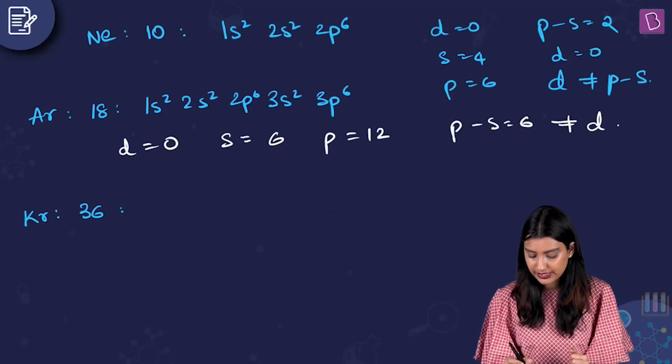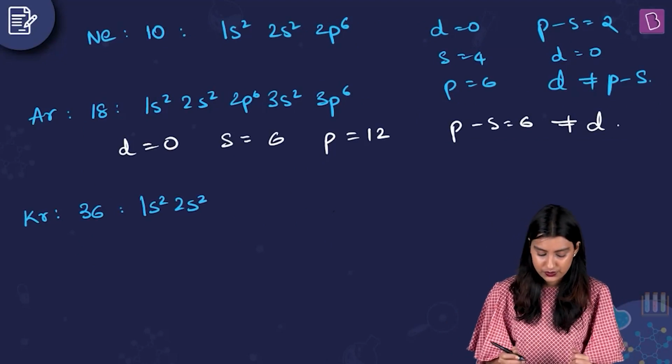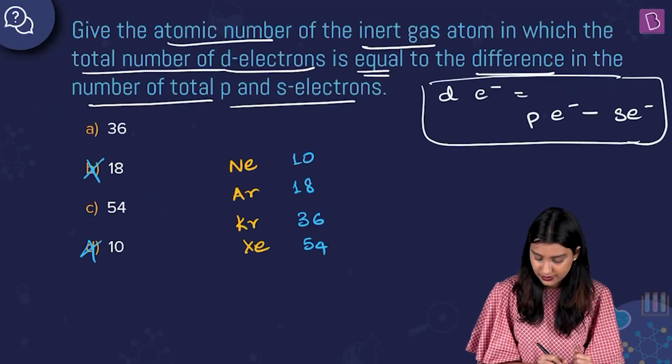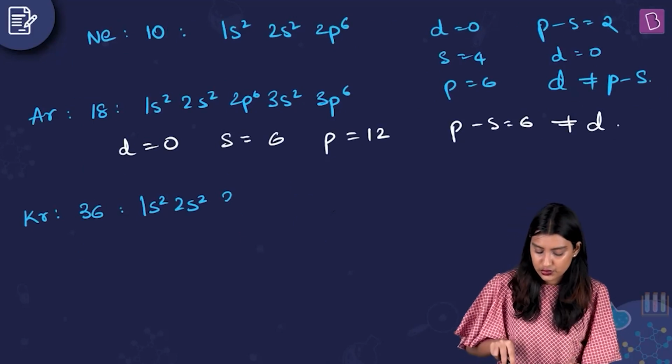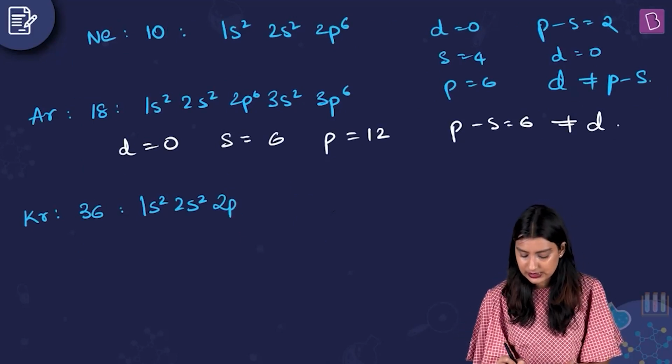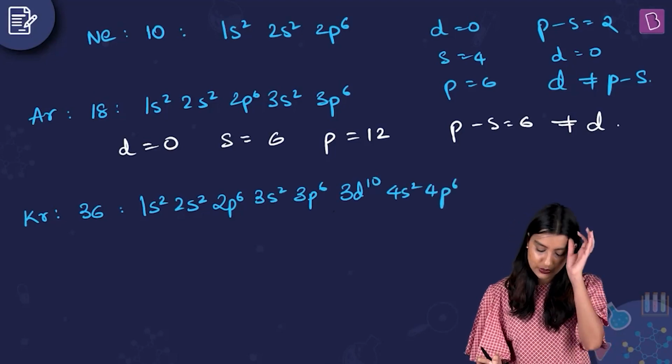36, correct? So when you write down the full electronic configuration, you get 1s2, 2s2, 2p6, 3s2, 3p6, 3d10, 4s2, 4p6. Correct? You have this.